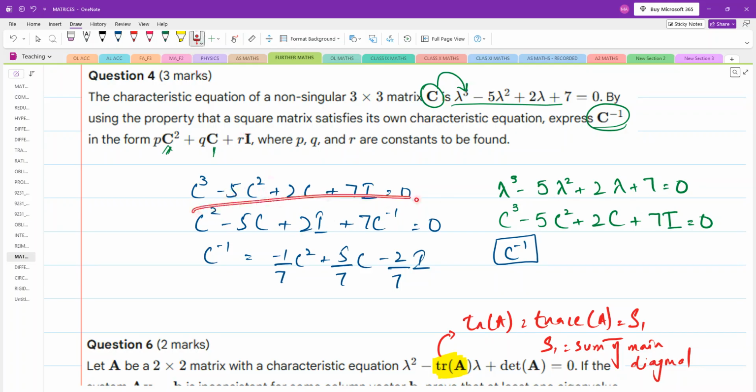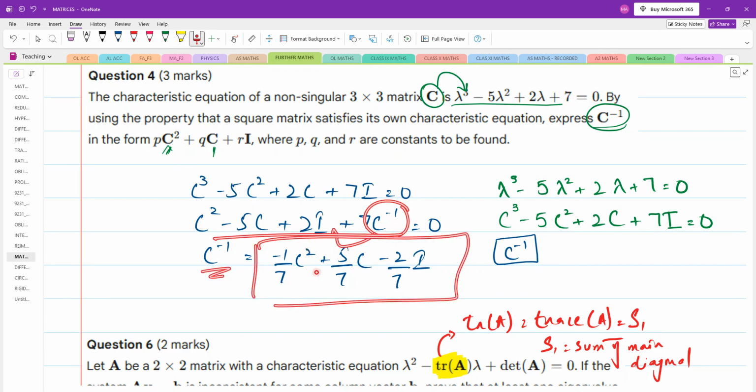When we have this equation on our hands, what we are going to be doing is rearrange to get C inverse on one side, and then get everything to the other side. We are going to be expressing C inverse in terms of everything else given over here, and then we can just find C inverse. So we can see that the value with C squared is P, which is negative 1 over 7. Value with C is Q, which is 5 over 7. Value with I is R, which is negative 2 over 7.